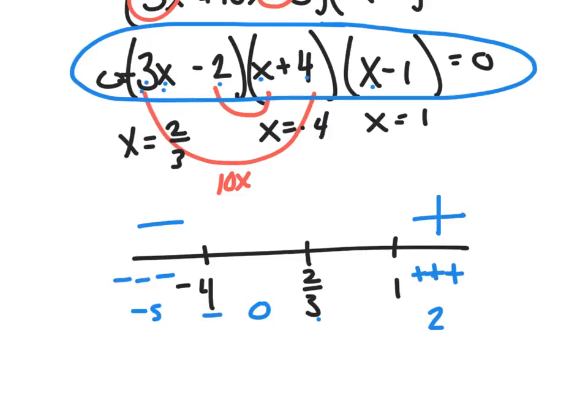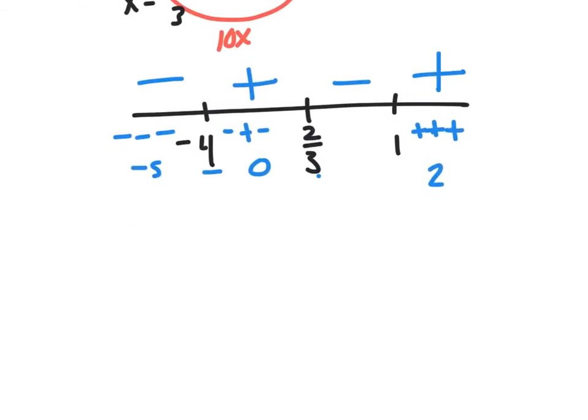So 0 minus 2 is a negative. 0 plus 4 is a positive. 0 minus 1 is a negative. And if I multiply those symbols together, I get a positive. Okay, and then again, I would pick a number in between there, and I think we'll get a negative when we do that as well.